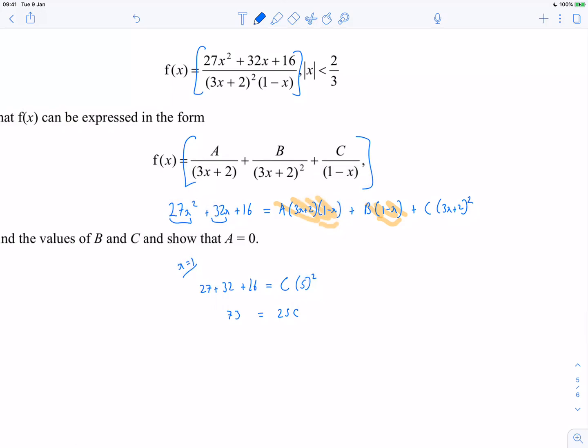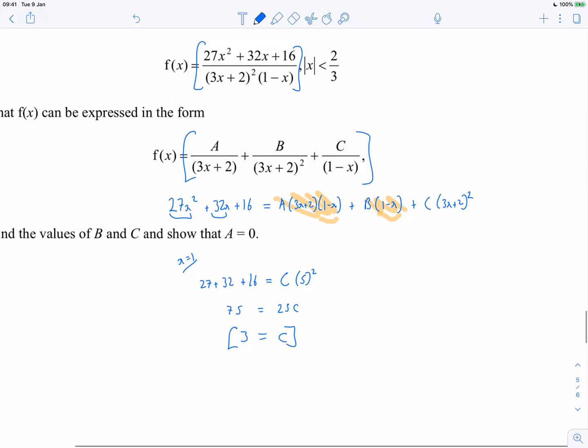27. Oh, I've done the wrong thing. 27 plus 32 plus 16 is 75, silly boy. Right, so that means c equals 3. Nice, that's one of them.